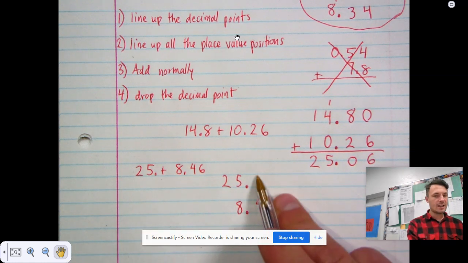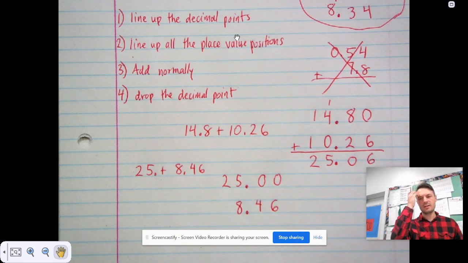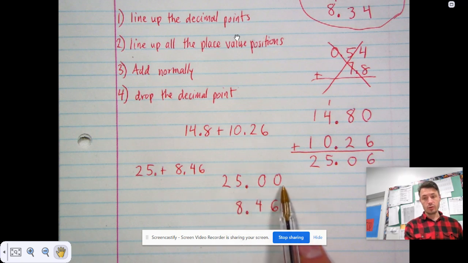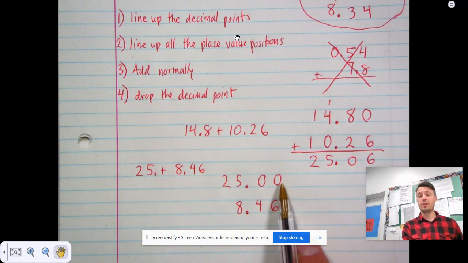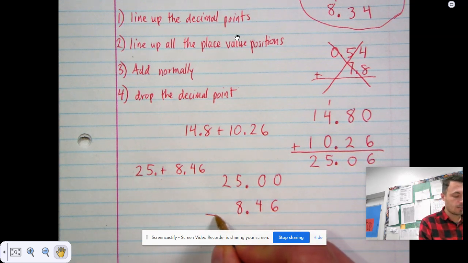There are no digits to add to these two, but we can add zeros to the right of a decimal number, and it doesn't change the value. And so 25 and 0 hundredths is the same thing as just 25, because 0 hundredths is the same thing as no hundredths. And then 8 and 46 hundredths is the second number.